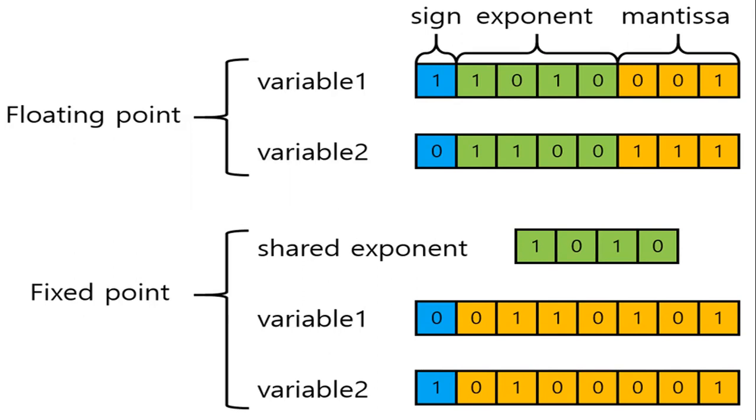So we have the sign, the exponent, and the mantissa of variable 1 of the floating point, and variable 2. For the fixed point, shared exponent 101, the variable is 0.0110101, and the second variable. So as I said before, approximate representation of the number is 7 significant digits in the decimal representation.